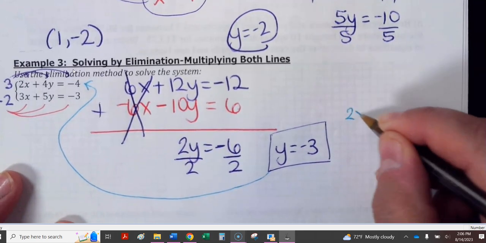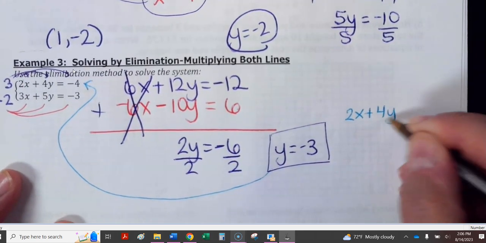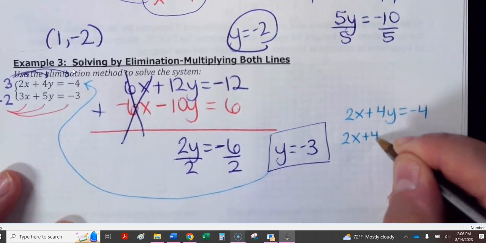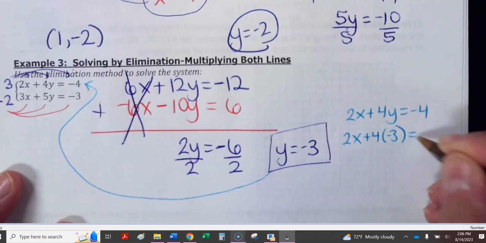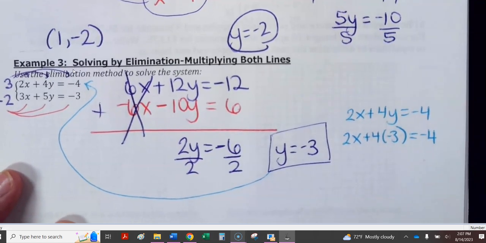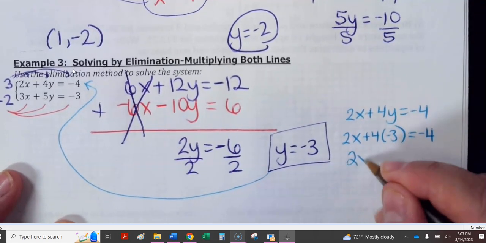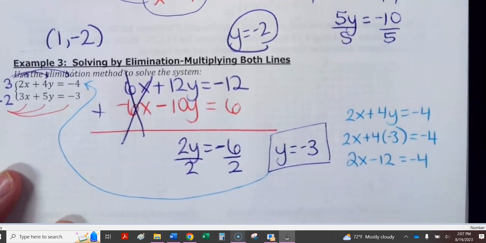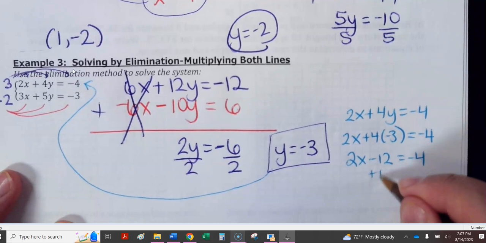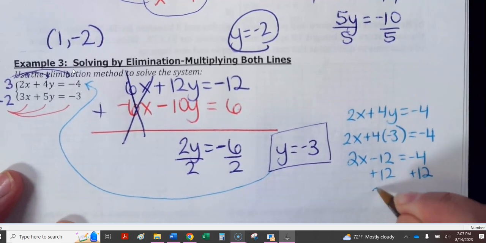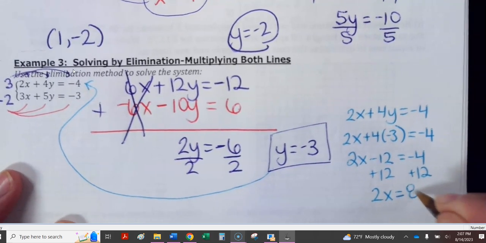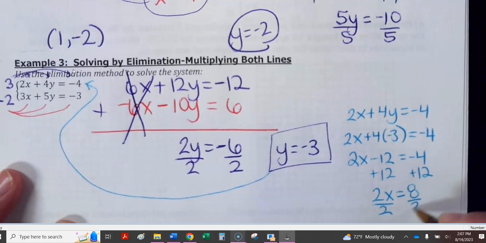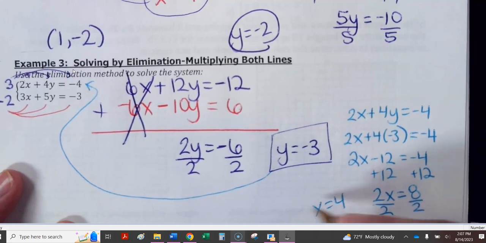I'm just going to write it so you guys can see that first equation. So I'm going to do 2x plus 4 times negative 3 equals negative 4, and I'm just going to solve this. So I got 2x minus 12 equals negative 4. I'm going to add the 12. So I got 2x is equal to 8. I'm running out of space because I'm writing too big, sorry. X is just going to be 4.